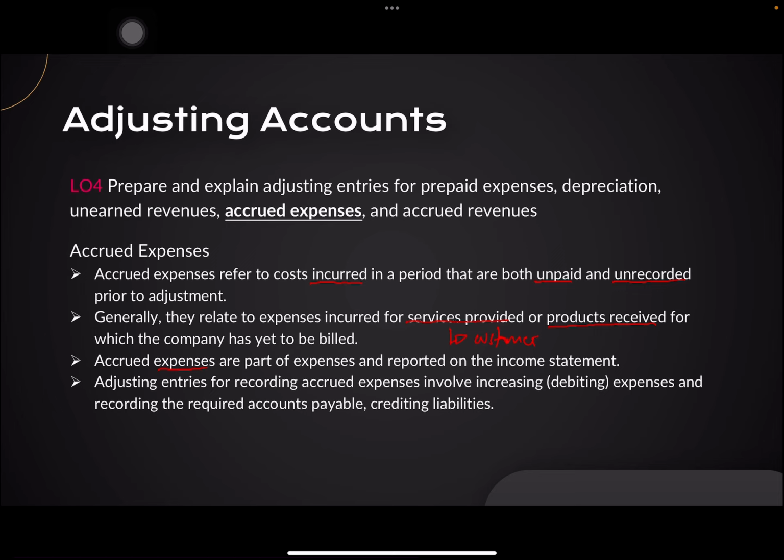So for the accrued expenses, two accounts here would be involved. First one, your expenses. Expenses will increase as a result of the service that was provided to you, or as a result of the product that you received from your supplier. And since you did not pay for it yet, because neither the service provider nor the seller billed you yet, you are required to set up or recognize an accounts payable, which is a liability.